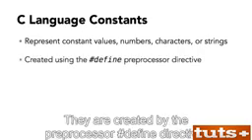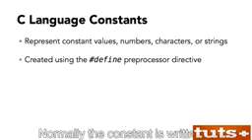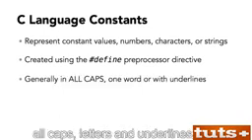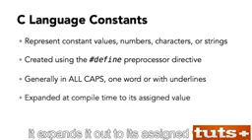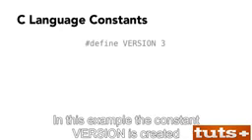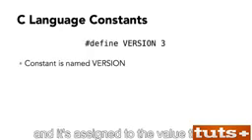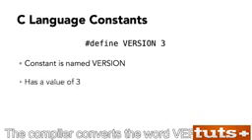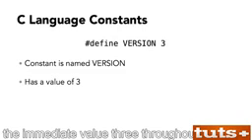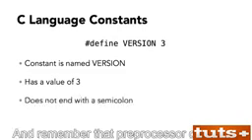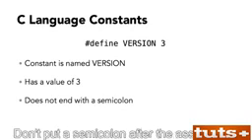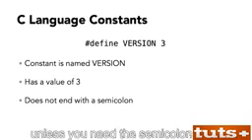Now, when the compiler encounters a constant, it expands it out to its assigned value. In this example, the constant VERSION is created, and it's assigned the value 3. The compiler converts the word VERSION into the immediate value 3 throughout the code. And remember that preprocessor directives are not C language statements. Don't put a semicolon after the assignment unless you need the semicolon to be a part of whatever's being defined. That hardly ever happens, so just don't add a semicolon.